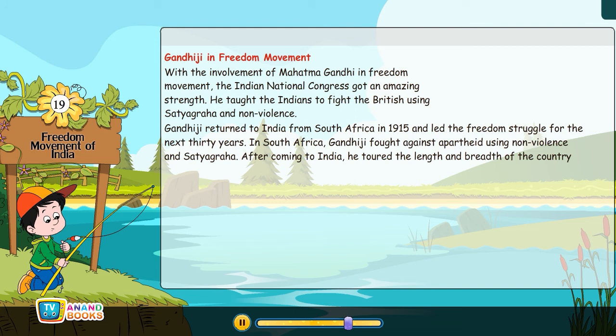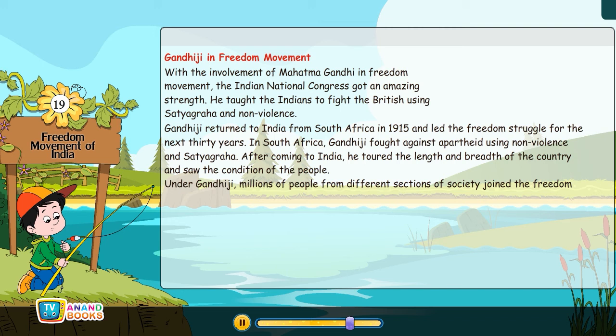After coming to India, he toured the length and breadth of the country and saw the condition of the people. Under Gandhiji, millions of people from different sections of society joined the freedom movement. Peasants and other poor people also joined this movement.